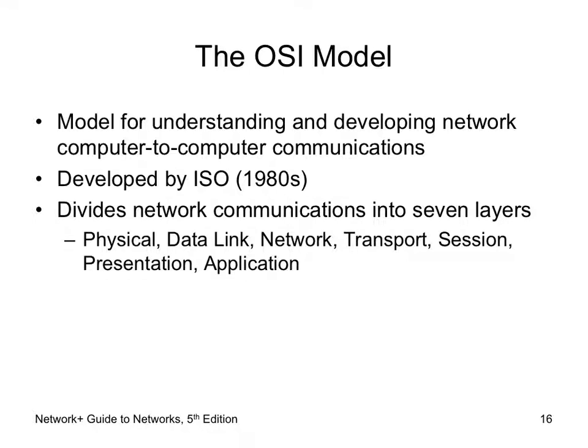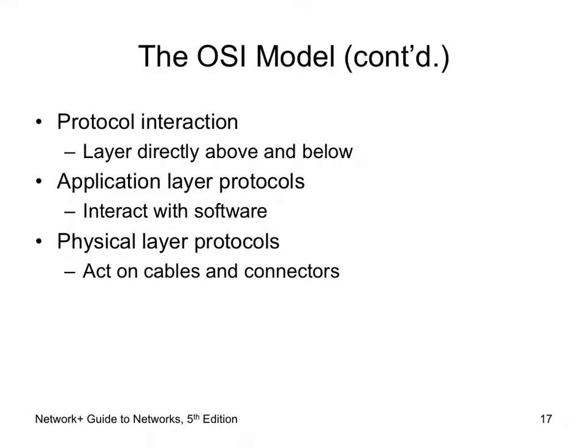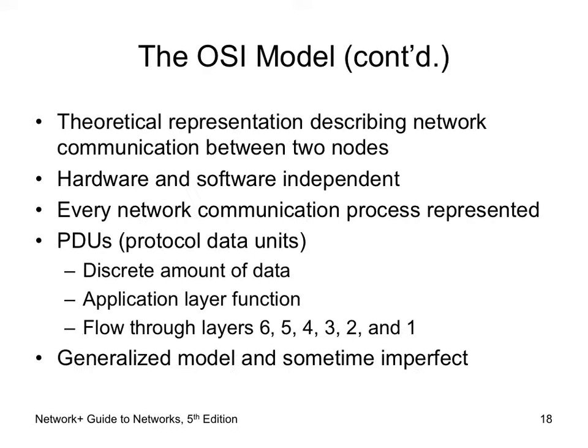It was created and divides a network into seven layers: physical, data link, network, transport, session, presentation, and application. It's protocol interaction, meaning each layer can interact with the levels above and below it, and a lot of times it does, kind of overlaps. The application layer interacts with software, but it's not software. It just interacts with software. And the physical layer works with your cabling, your NIC card, and such. So it's a theoretical representation, as I mentioned earlier, between two nodes on the network.